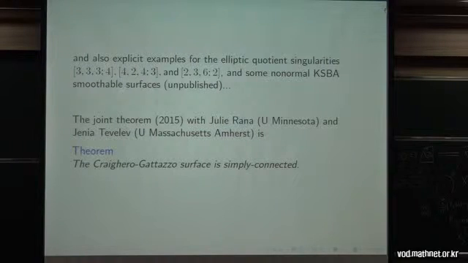Also, we have in that paper explicit examples with other types of singularities. So these elliptic quotient singularities, where the graph, for example, I explained the notation for the first one, would be like this.